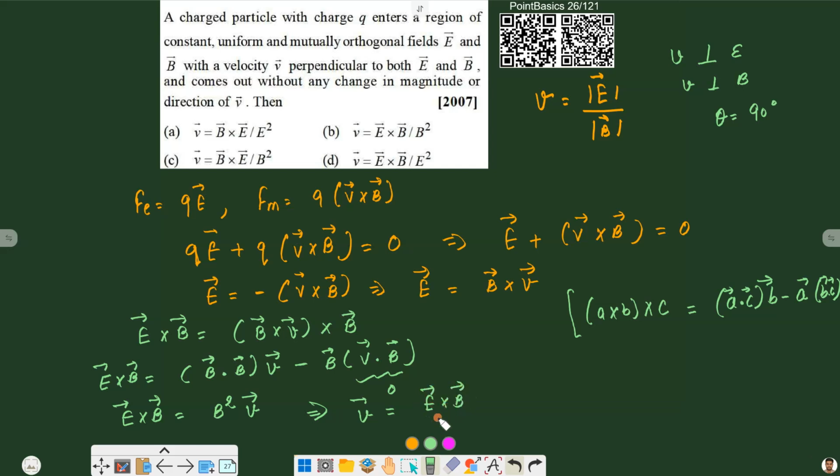And finally the value of velocity in vector form will be E cross B divided by B square. So E cross B divided by B square, that is the right answer here. So option B will be the right answer. Moving to the next one.